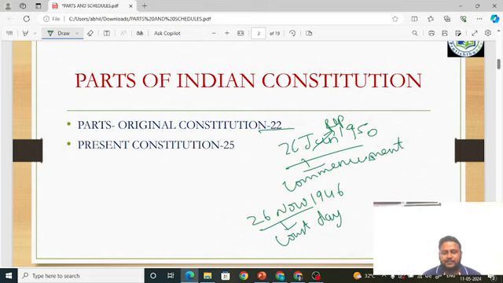Now the present Constitution has 25 parts. That means, you may ask, where did these 3 parts come from? These 3 parts came through the amendment of the Constitution. What do you mean by amendment of the Constitution? You should know what amendment means.